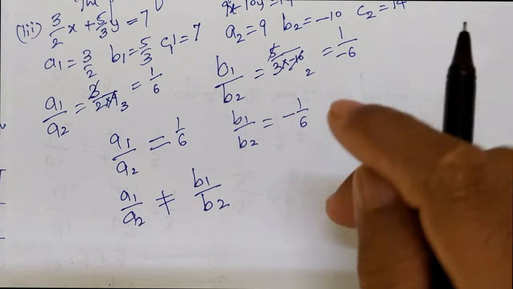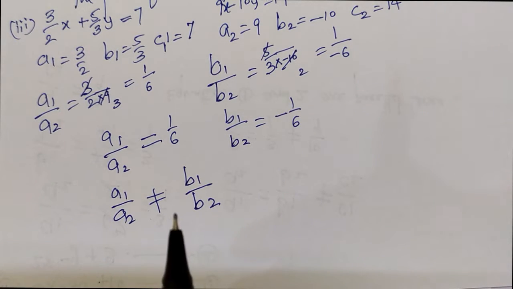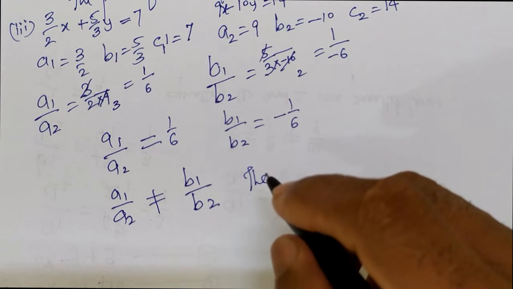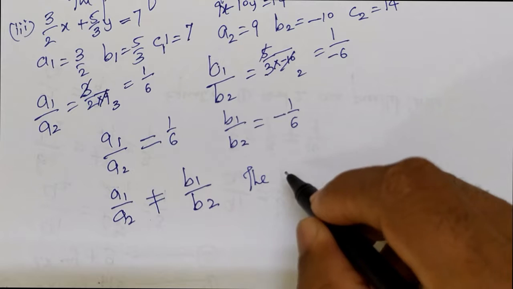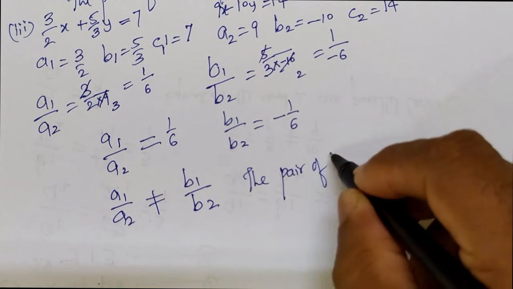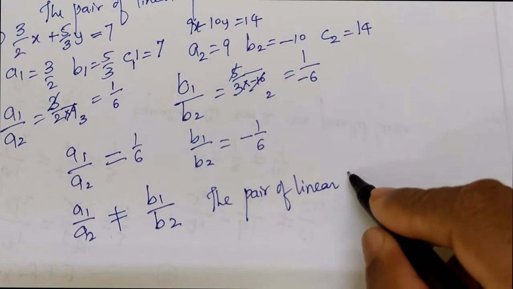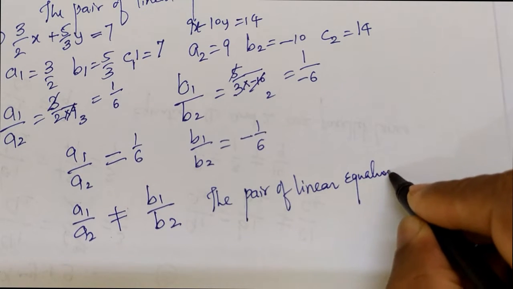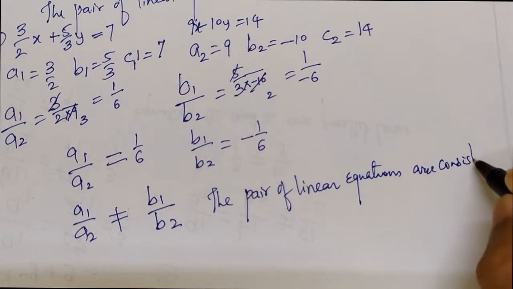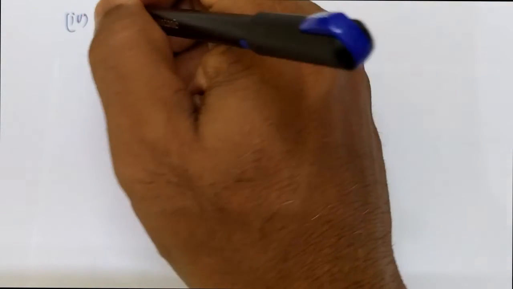So when it is not equal, we call it an intersecting line, and intersecting lines are consistent. The pair of linear equations are. We'll go on to the fourth one.